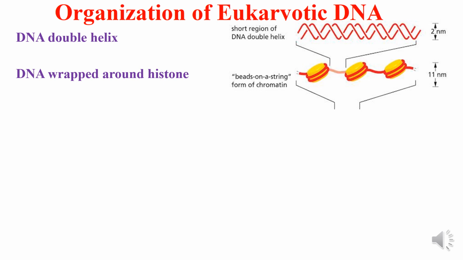At this stage, DNA shows a bead on string arrangement. This can be seen when the chromosome is subjected to partial and gradual unfolding. In this form, chromatin fiber appears like a long string in which small beads are attached at regular intervals. It is of 11 nanometers.